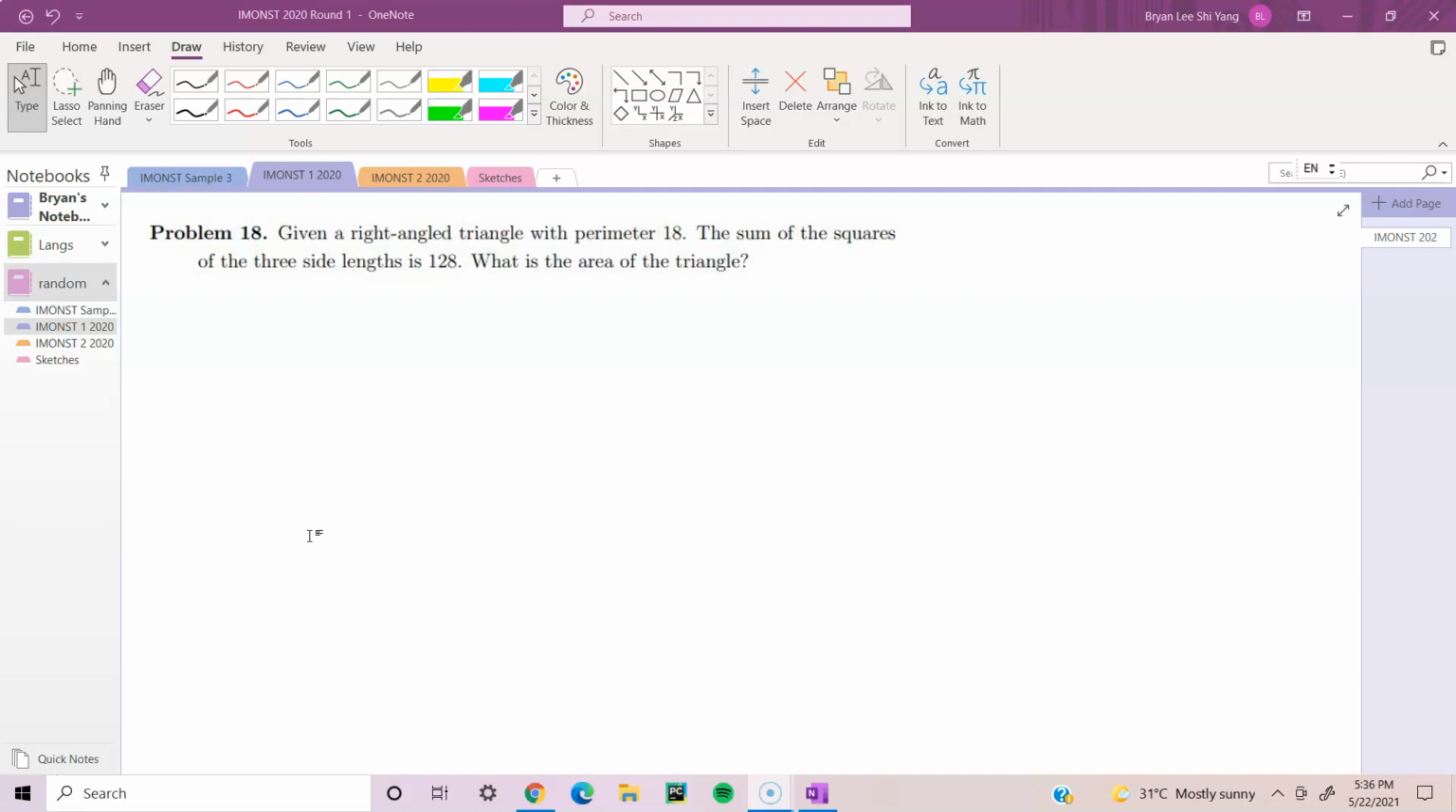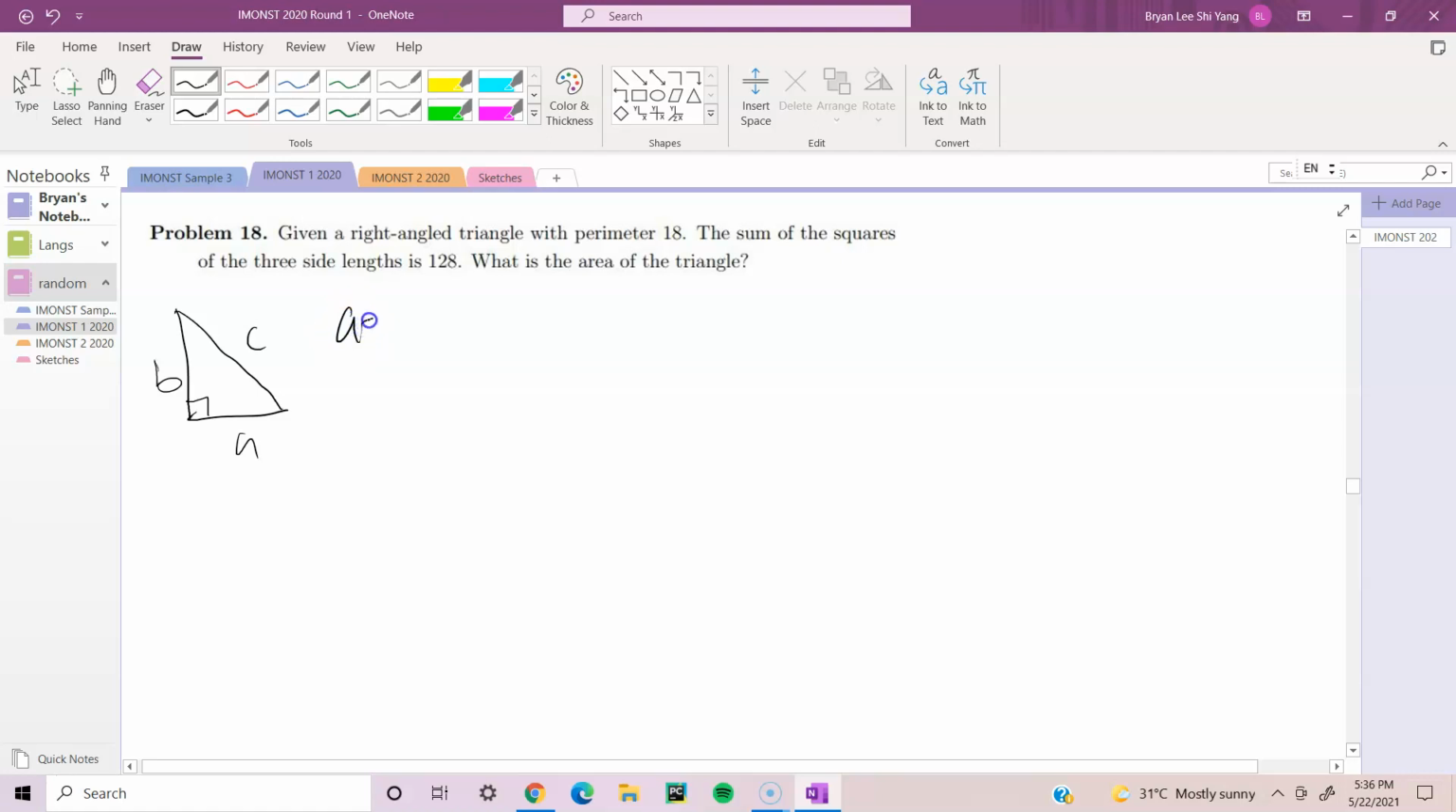Given a right-angled triangle with perimeter 18, let us draw a right-angled triangle over here. Then we label the sides A, B, C. From the first sentence, we know that the perimeter, A plus B plus C, equals 18. And then the sum of the squares of the three side lengths is 128. So A squared plus B squared plus C squared equals 128. What is the area of the triangle? The area will be AB divided by 2.